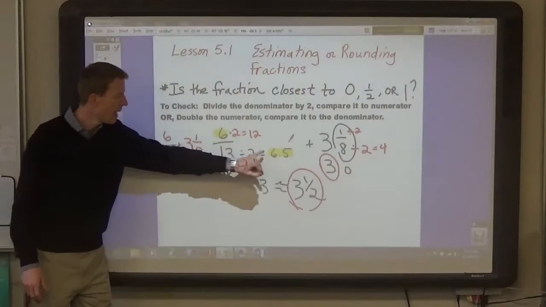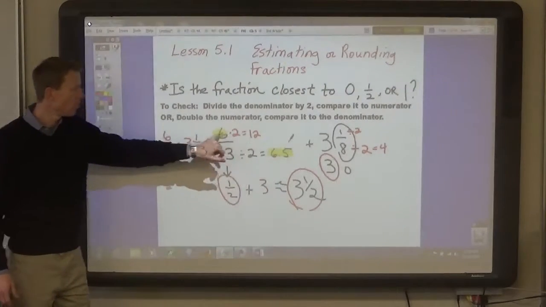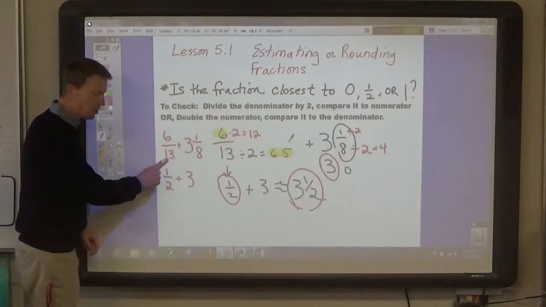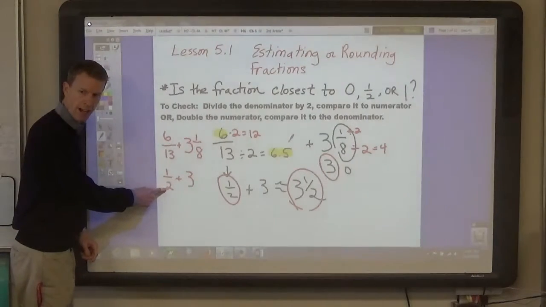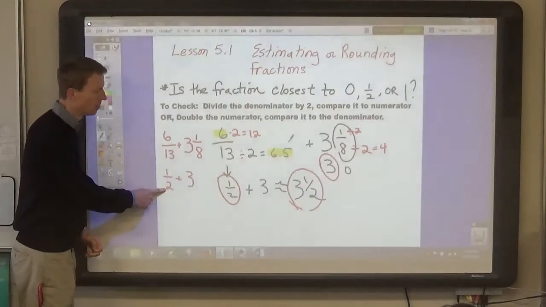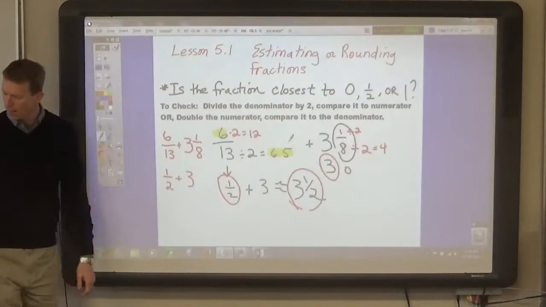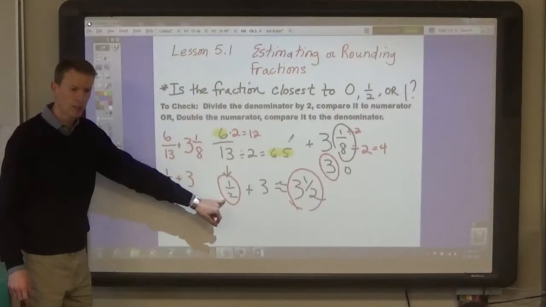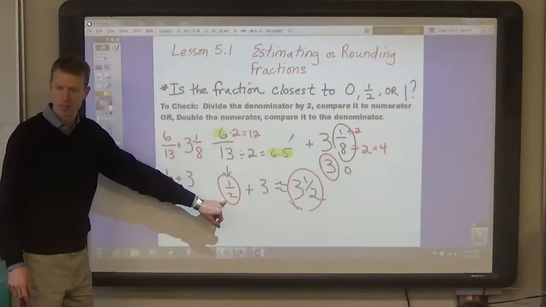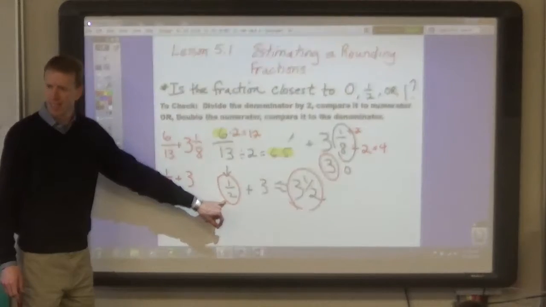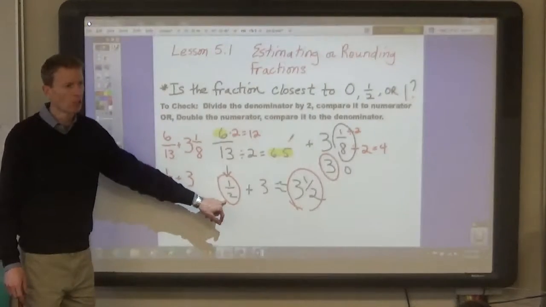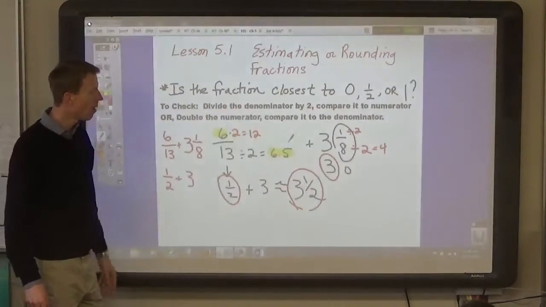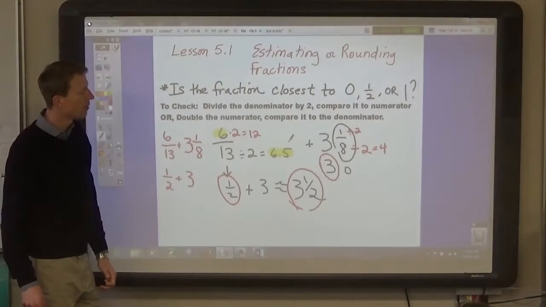13 is right in between those, right? Is 6.5 and 6, are they close together? Yeah. So 6/13 is really close to 1/2. Okay? So the best way to round 6/13 is to round it to 1/2. Does that make sense? The closest estimate between these three numbers would be 1/2. How about 3 1/8?